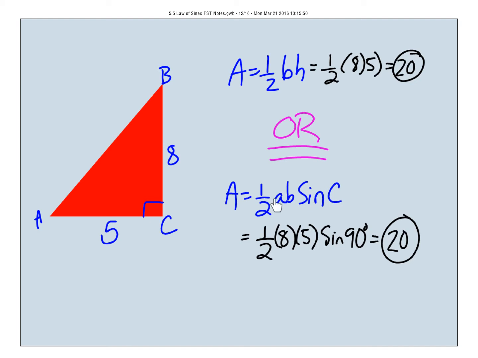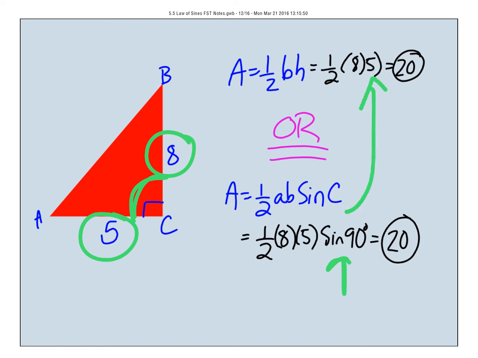If I choose for my A and my B the side lengths 5 and 8, then I would use this angle here, which is 90 degrees. From chapter 4, you could recall that the sine of 90 degrees on our unit circle is 1. That becomes 1, so really this formula here is the same as that formula. I like this new one because it works for any triangle.